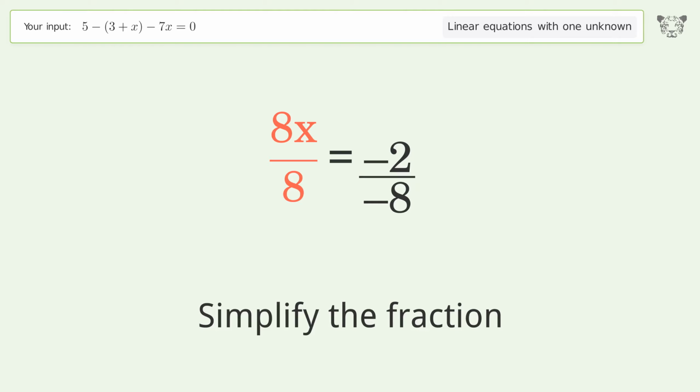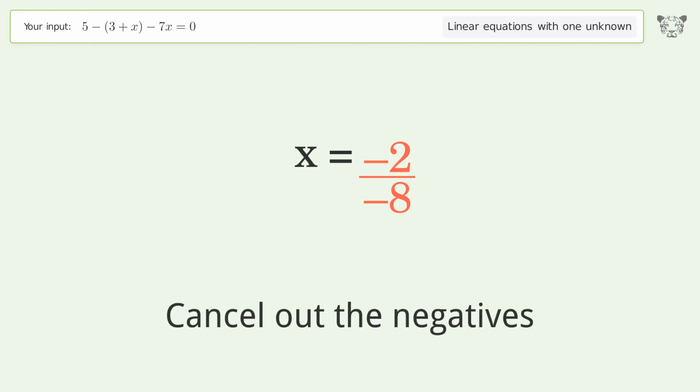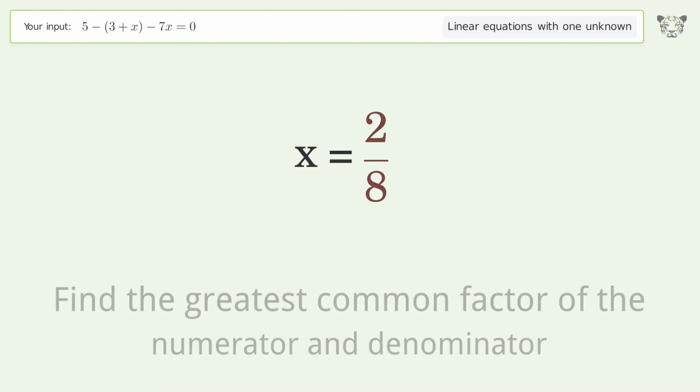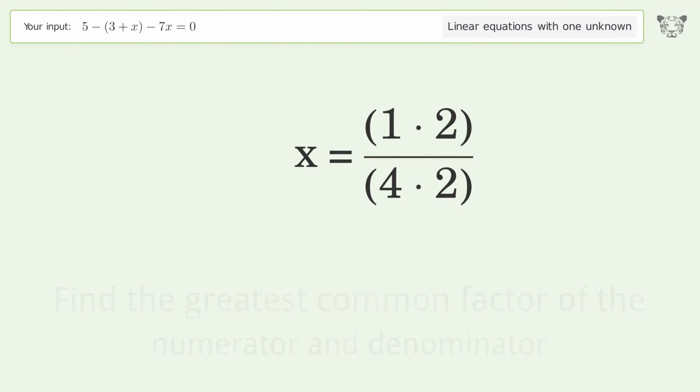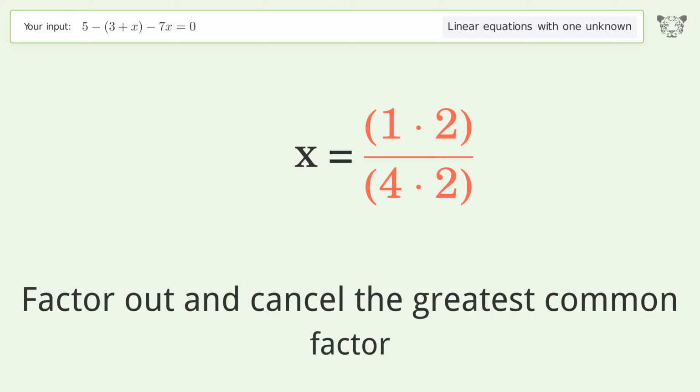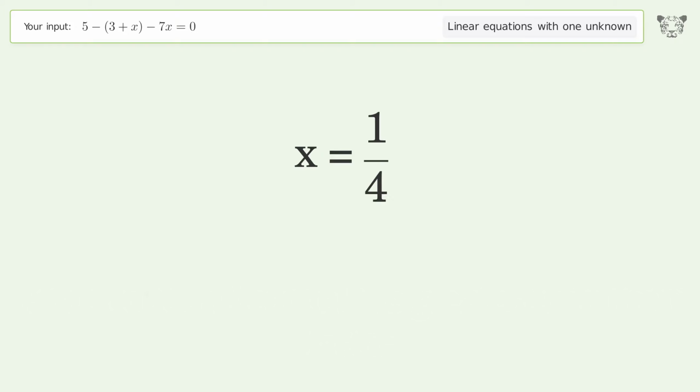Simplify the fraction. Cancel out the negatives. Find the greatest common factor of the numerator and denominator. Factor out and cancel the greatest common factor. And so the final result is x equals 1 over 4.